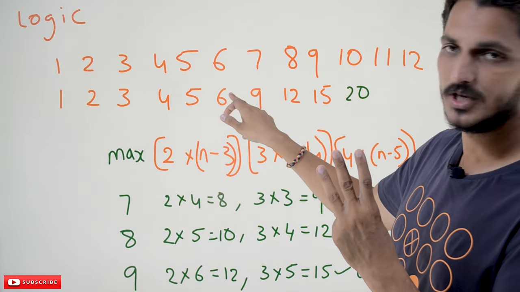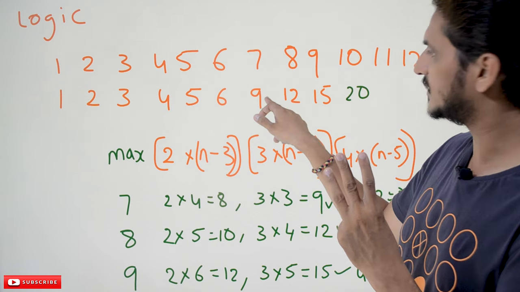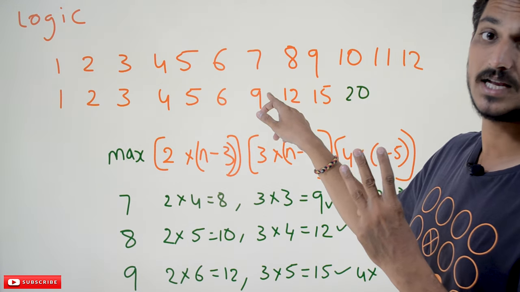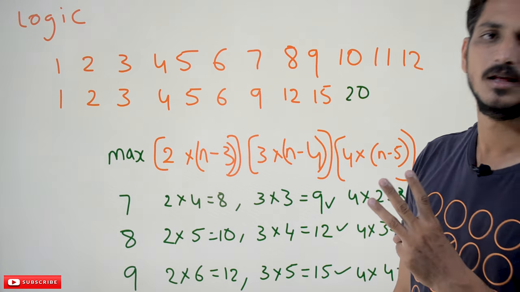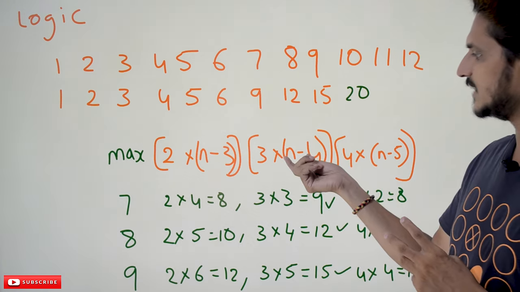Select, copy, paste up to here, 6 A's. Again paste. How many selected? 3 A's have been selected. So 9. So this is one option, this is another option.